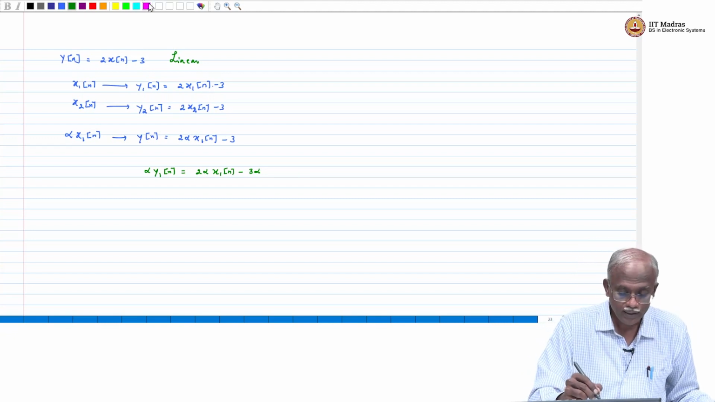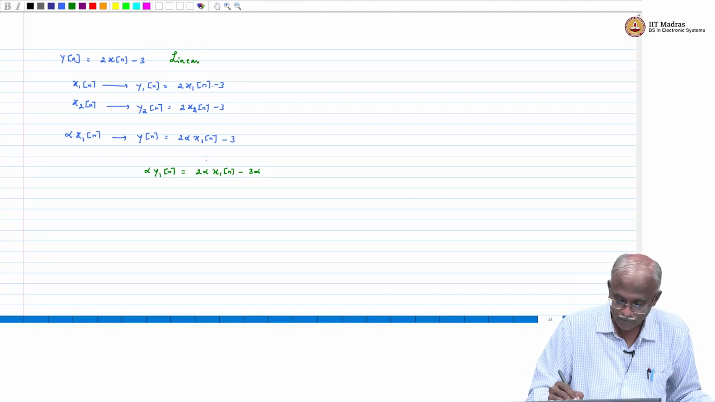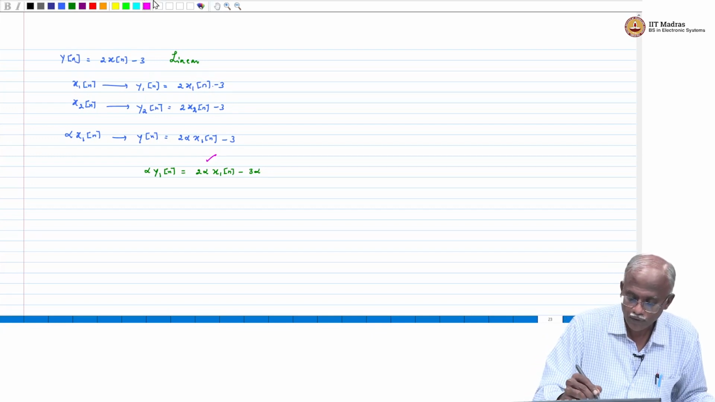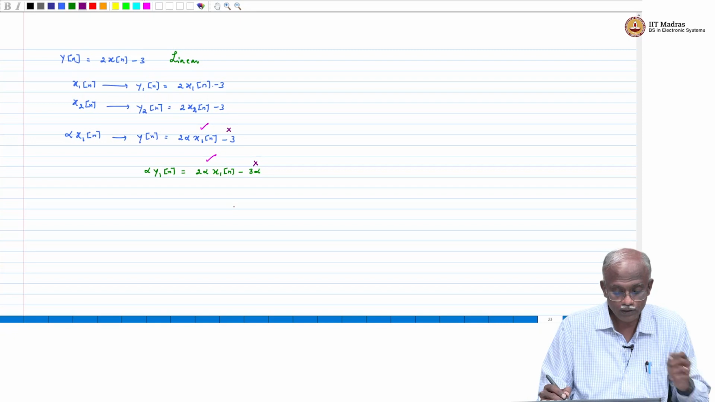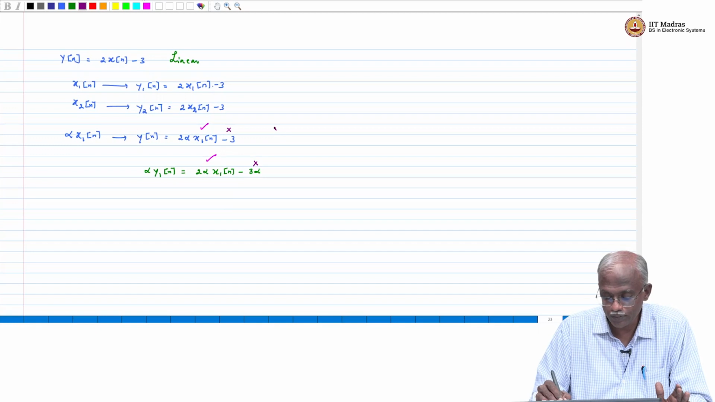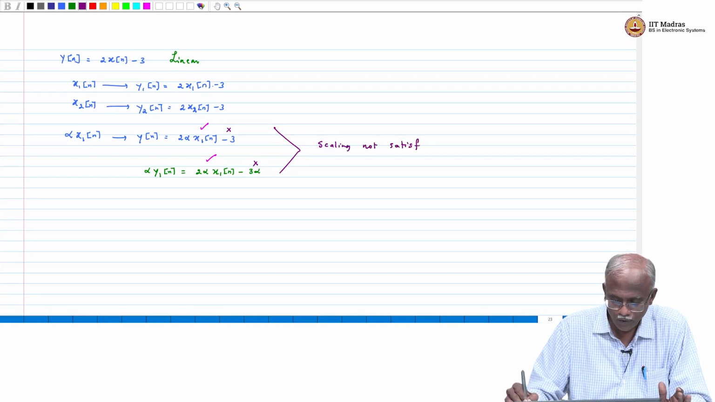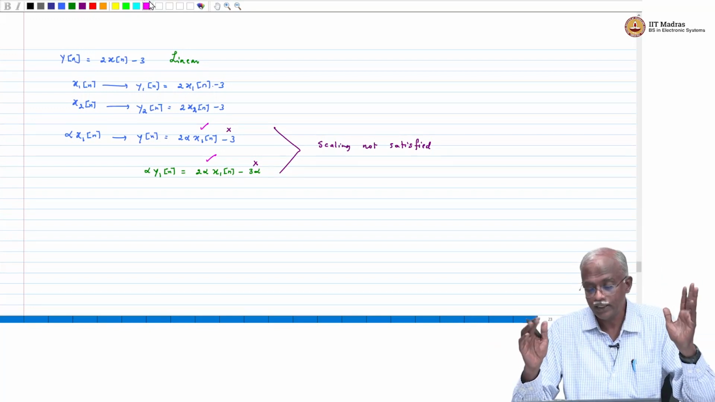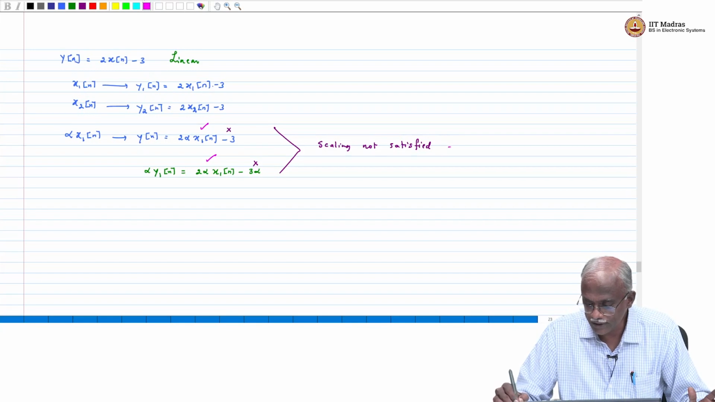Notice that the first term is okay between these two, but the second term is not okay. These two are not the same. So, scaling the input does not scale the output. This basically says scaling is not satisfied. You can stop right there. Only if both conditions are satisfied do we have linearity, so this not being satisfied means not linear.